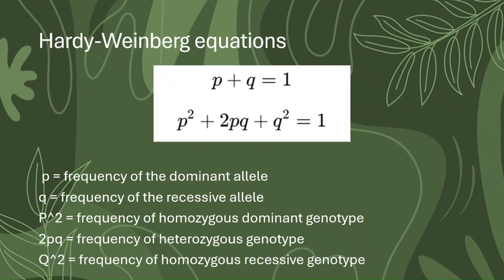For the Hardy-Weinberg equations, I would recommend you remember them. There are questions where they do give it to you, but it's just better to remember, and it's just two sets of equations. So p stands for the frequency of the dominant allele, q is the frequency of the recessive allele, p squared is the frequency of the homozygous dominant genotype, 2pq is the frequency of the heterozygous genotype, and q squared is the frequency of the homozygous recessive genotype.